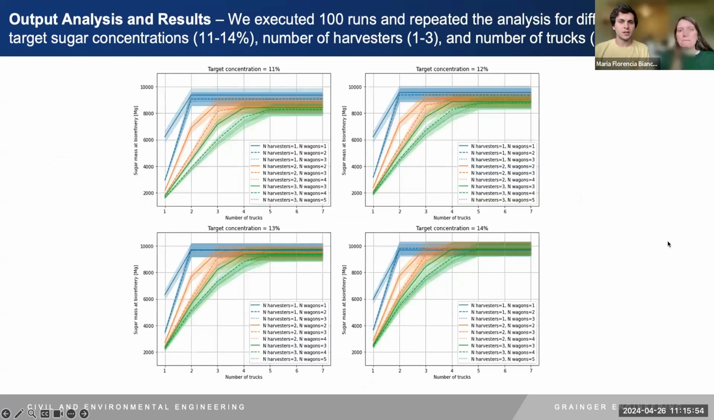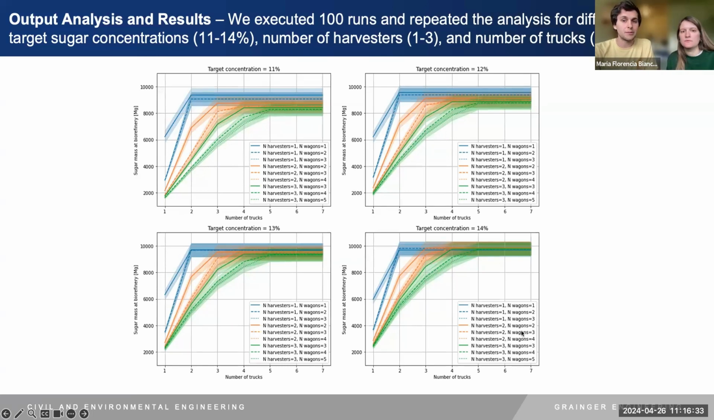In terms of our results, we consider different cases: 3 different values for the number of harvesters, 3 values for the number of wagons, 7 values for the number of trucks, and 4 different target sugar concentrations that correspond to each of the plots. These plots show the results of 100 different runs. Lines represent point estimates of expected total sugar mass, while the shaded regions show the 95% confidence intervals.